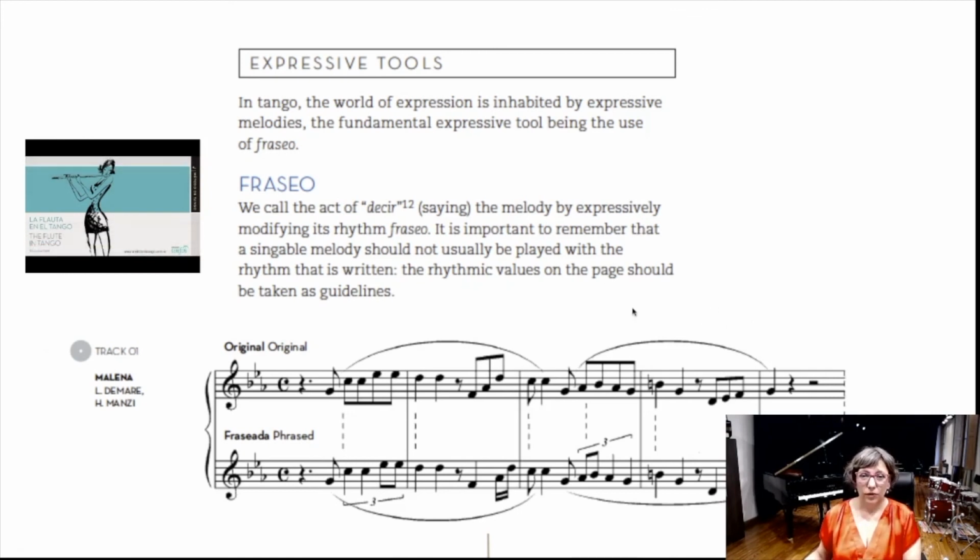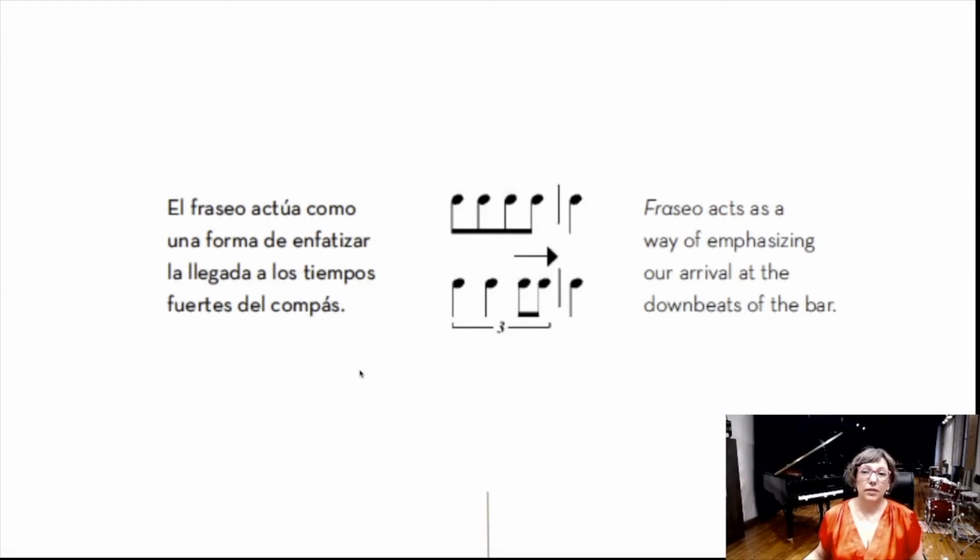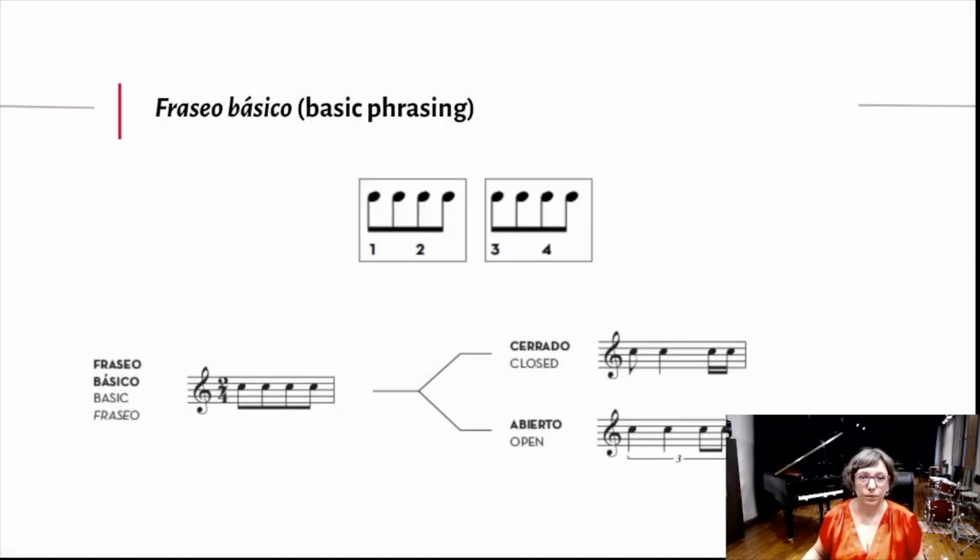Yes, very good. So the phrasing acts as a way of emphasizing our arrival at the downbeats of the bar. Usually the arrival to the first beat and to the third beat are the most important columns of the walking of the tango music, and also very important moments for the walking of the dancers. So the first and third beats are arrival points, and we can see how this melody is like going to a magnet. Da-da-da-da-da. The melody is falling in a way to the target place where it wants to go.